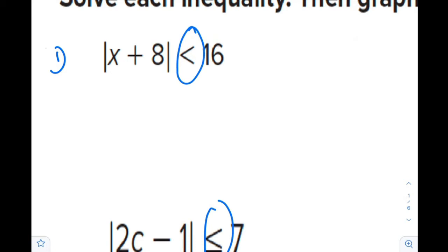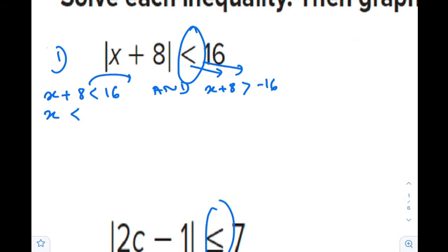So the first one, we know that it's less than, so it is combined with "and". So we have two inequalities combined with "and". The first one will go the same as the same inequality without absolute value. The second one, it is x plus 8 more than negative 16. So you will switch the inequality and switch the sign of the number here. And solve the inequalities together as we have done before.